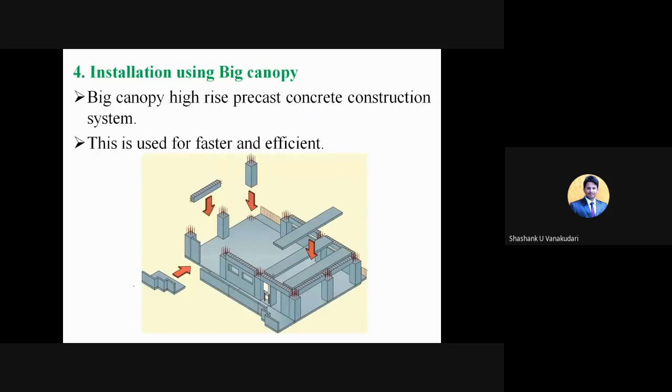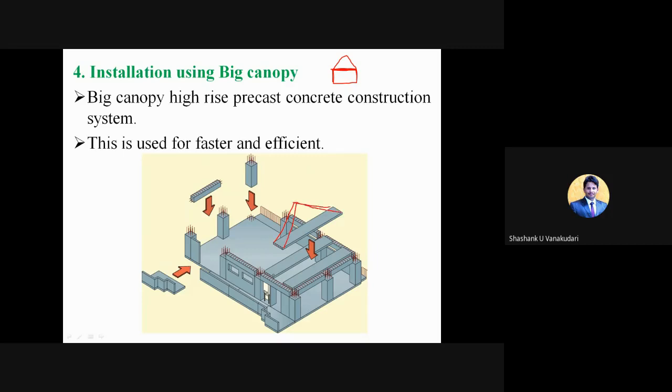And next, installation using big canopy. A canopy is nothing but the structure you can see. Certain supports will be there like this, and the canopy will be in this part. These are the main supports which can carry, and here you can see the structural members which will come in this portion. So it is going to carry these structural members in this way. Can you see this?